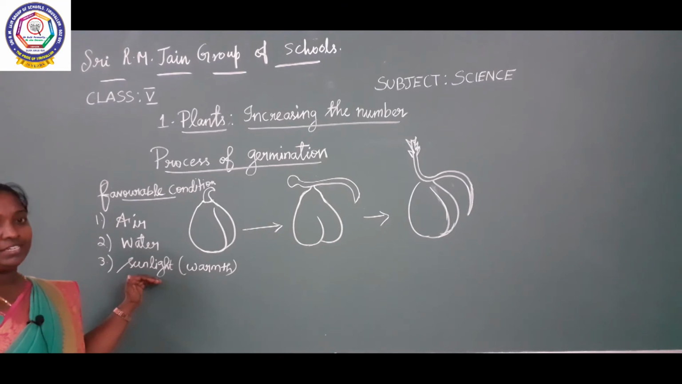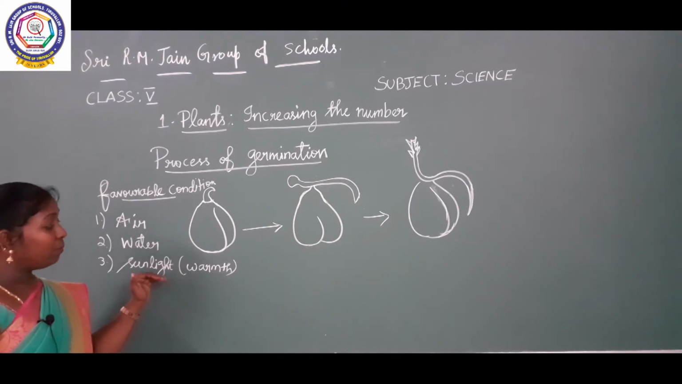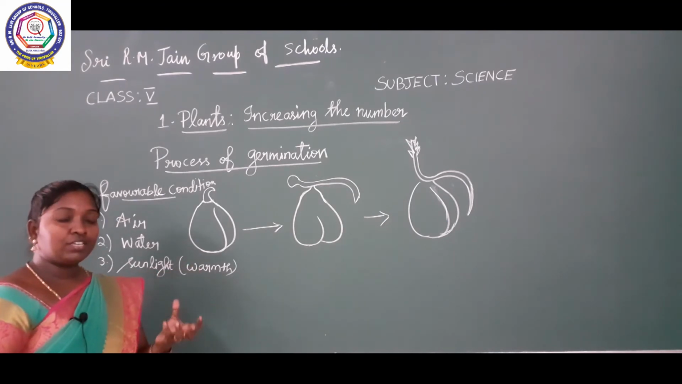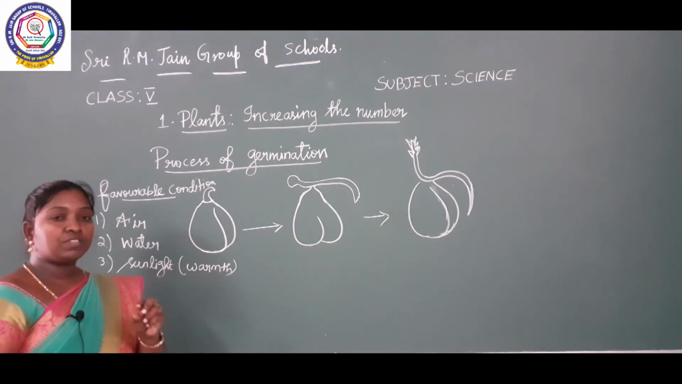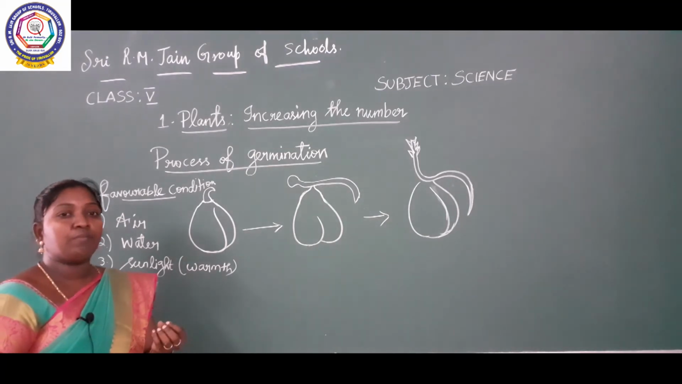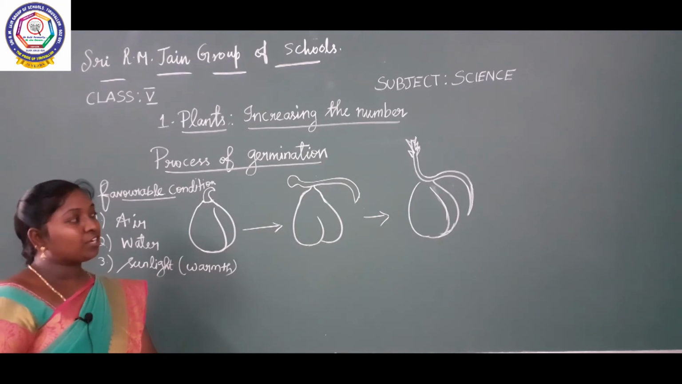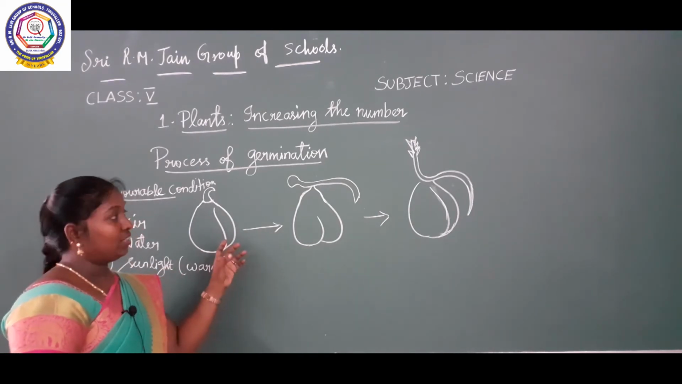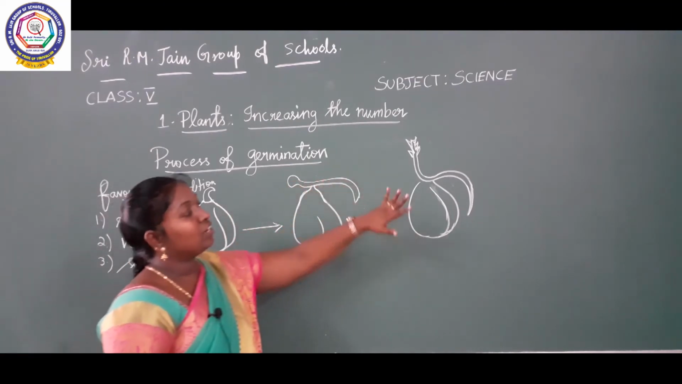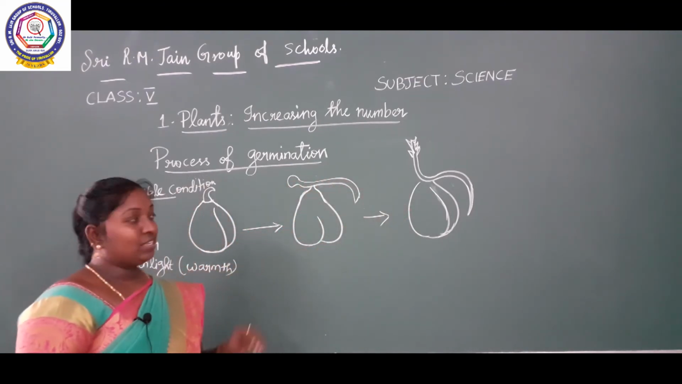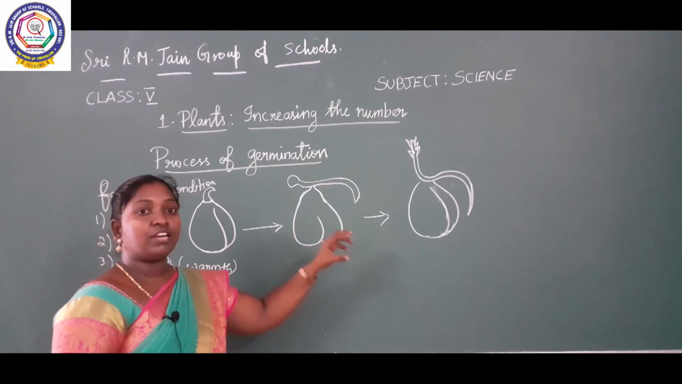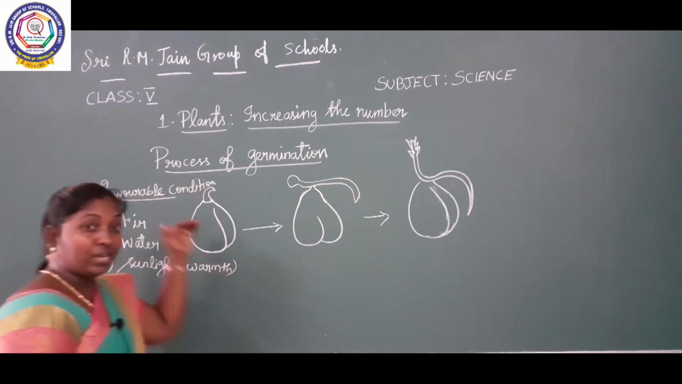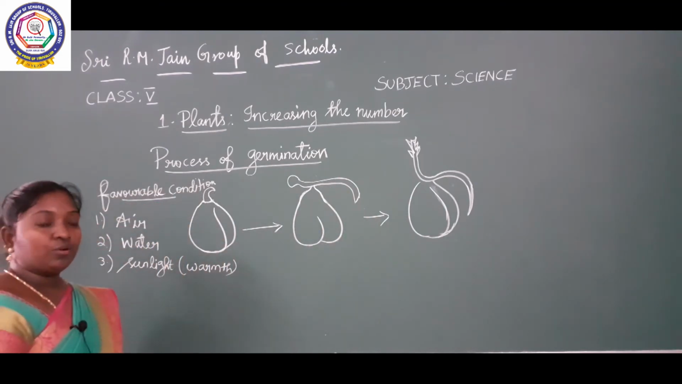Next, sunlight. Why is it needed? It makes the seed warm. When the seed becomes warm, what will happen? The cells in the seed become active. When they become active, it will have its own food. It can break its seed coat, and then slowly it can come out of the seed. This tiny root and tiny shoot, I told you, will come out of the seed when the conditions are helpful.